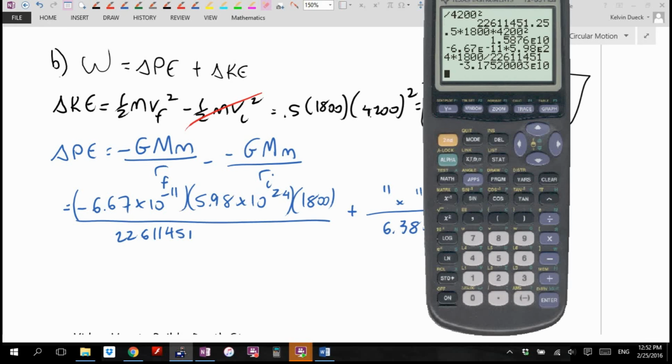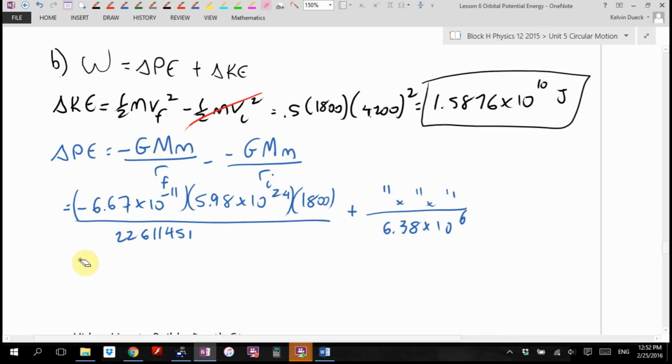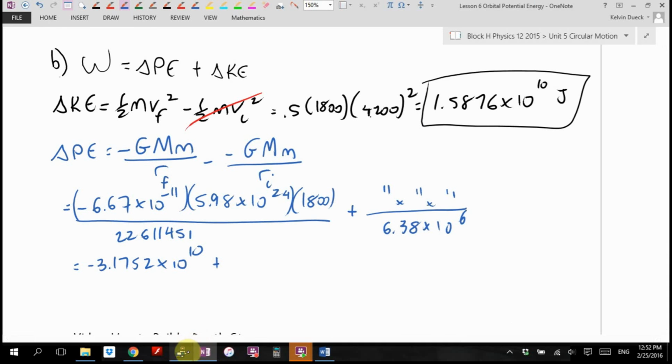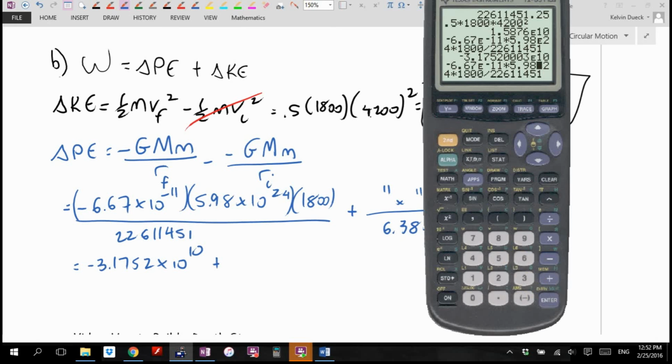That first one is negative 3.1752 times 10 to the 10th. Negative 3.175. Yep. Don't forget the plus. Backspace. Nuke the negative. And I guess I got to change the bottom. It's going to be 6.38, scientific notation button 6. And I guess I got to delete the rest of the stuff there. Yeah. There's that one. 1.1, ooh, 10 to the 11th. We're way up there.